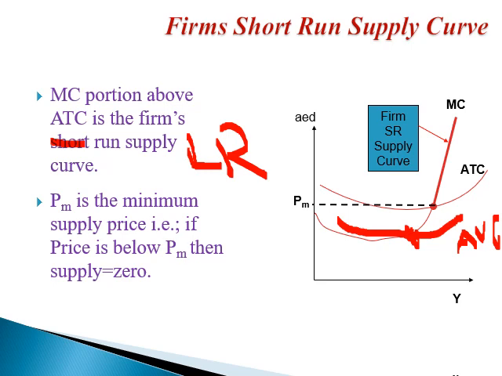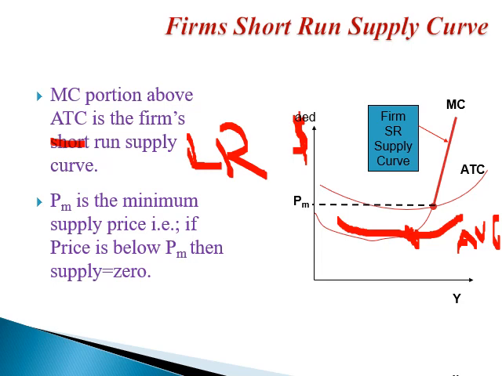Marginal cost portion above average variable cost is the firm's short-run supply curve. And here, as you can see, PM means market price. Again, we have dollars here. PM is the minimum price. Any price below PM, again, the supply will not be zero, because here, but any price below minimum of average variable cost.